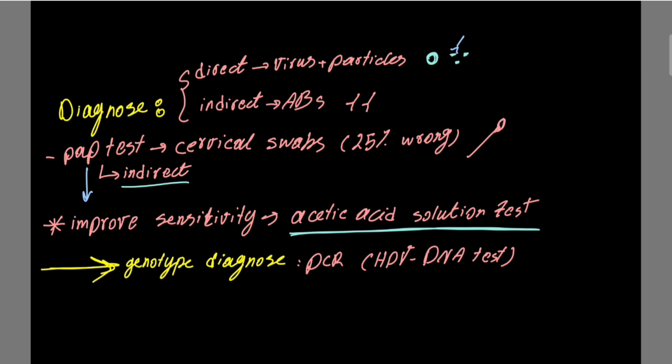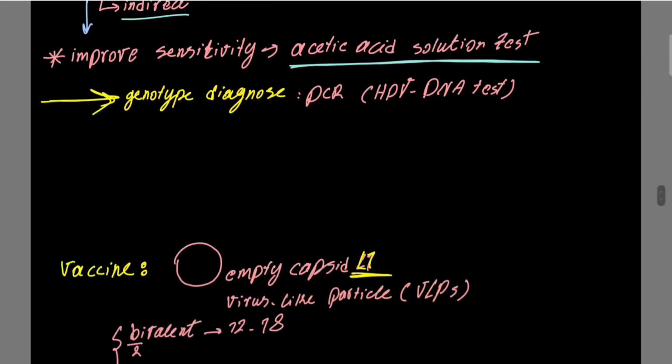And for the genotype diagnosis, because we are facing the severe ones or the carcinogenic ones, or also the ones which are skin flora, we have to know which kind of papillomavirus we are looking for. So we are using PCR, which is an HPV DNA test, amplifying the genotypes to understand which kind of virus we are having.